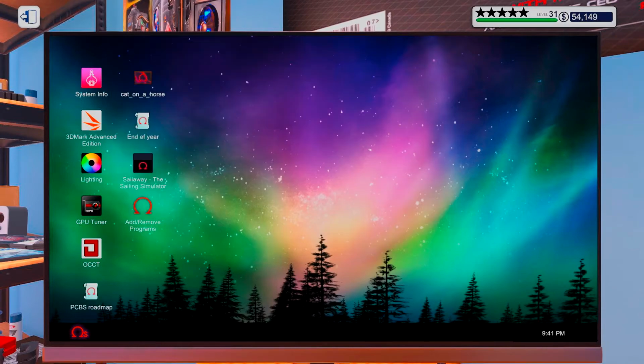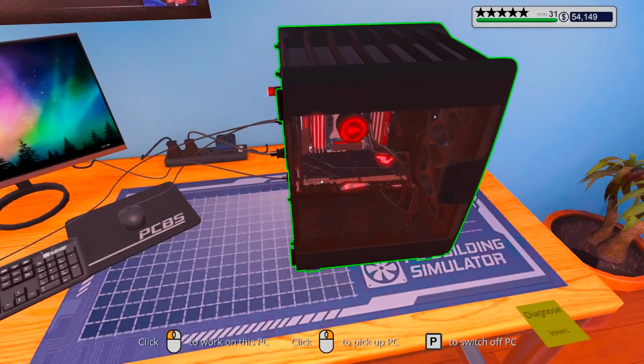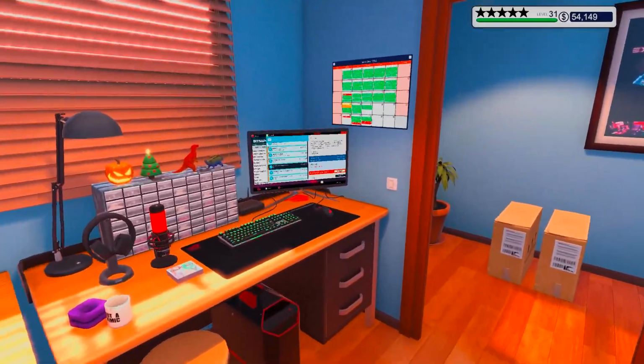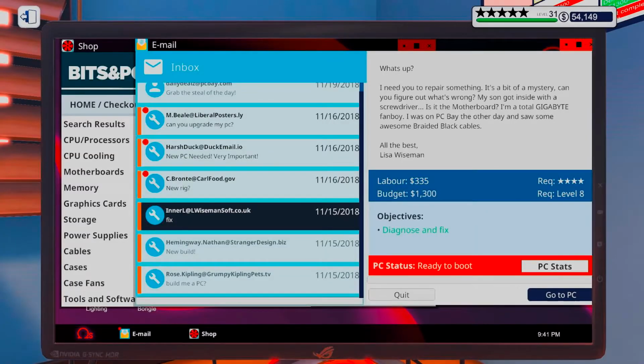Alright, so did you say anything else? Other than the black cables. They're black, just like my soul. Oh, I'm just gonna keep going. This is too much fun. Yeah, Gigabyte and black braided cables.